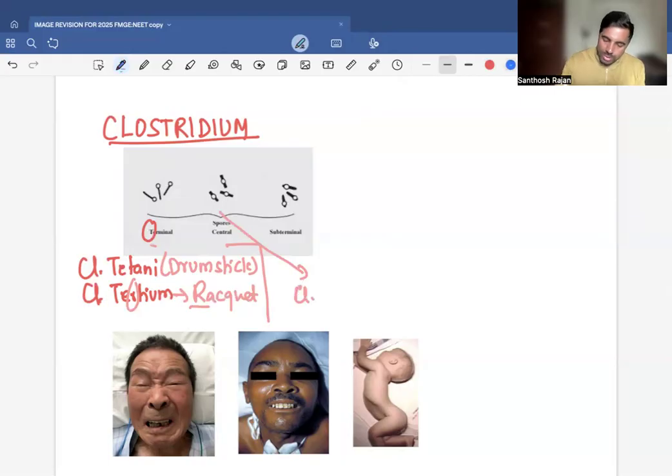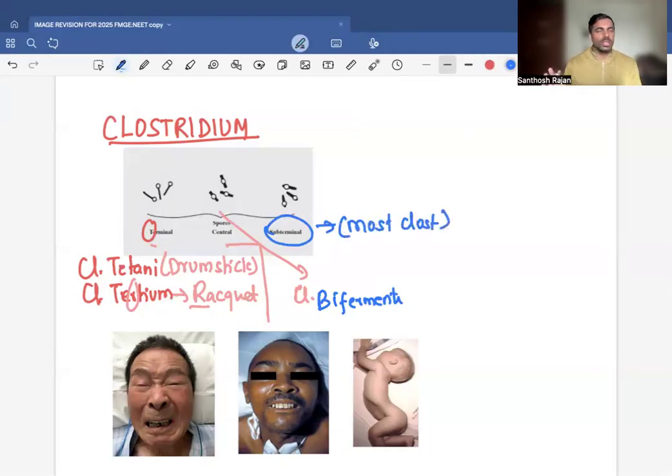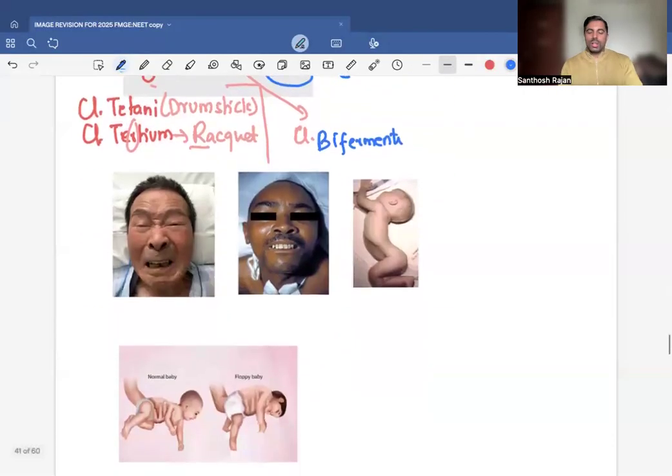But central spores are not that important, but it's called Clostridium. We call it Clostridium perfringens. Clostridium, sorry, bifermentans. Subterminal, most other Clostridiums come into this category. Your perfringens, botulinum, etc., they are subterminal. Okay, that's it. Yes. Now, this is the typical Clostridium tetani.